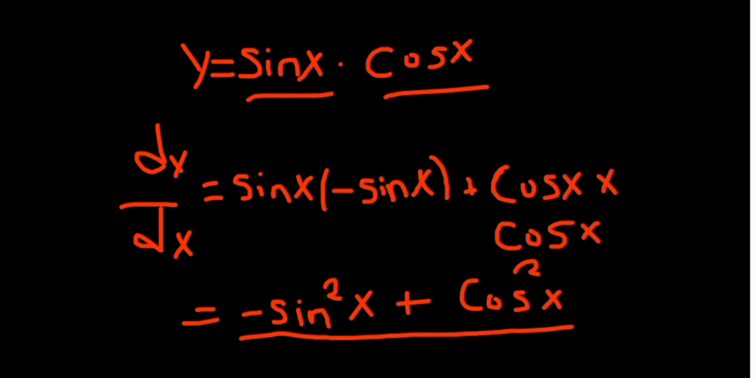Okay, so that's it about the product rule. Just know that you write the first part, multiply it by the differential of the second part, then add the second part multiplied by the differential of the first part.